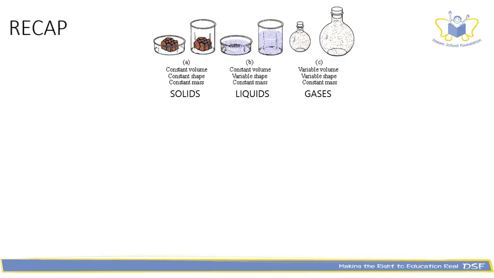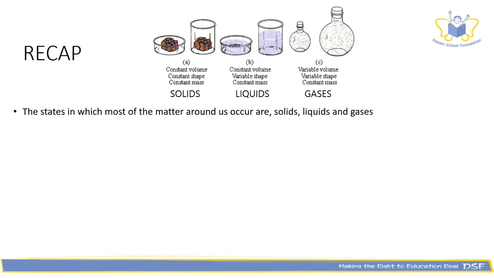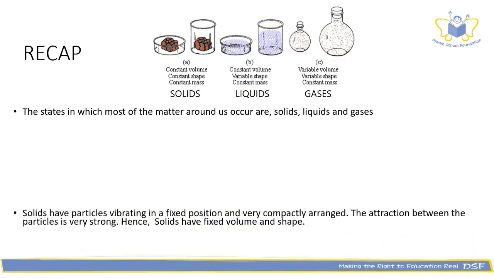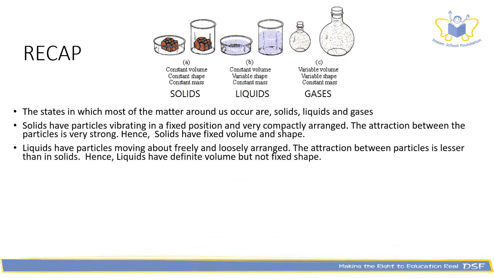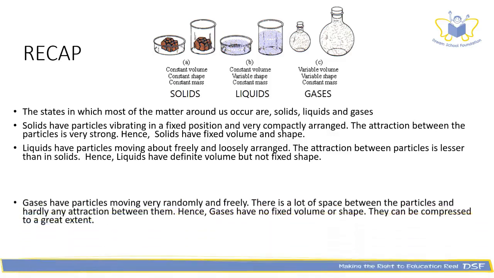Now let us look at what we studied till now. The states in which most of the matter around us occur are solids, liquids, and gases. Solids have particles vibrating in a fixed position and very compactly arranged. The attraction between the particles is very strong. Hence, solids have fixed volume and shape. Liquids have particles moving about freely and loosely arranged. The attraction between particles is lesser than in solids. Hence, liquids have definite volume but not fixed shape.